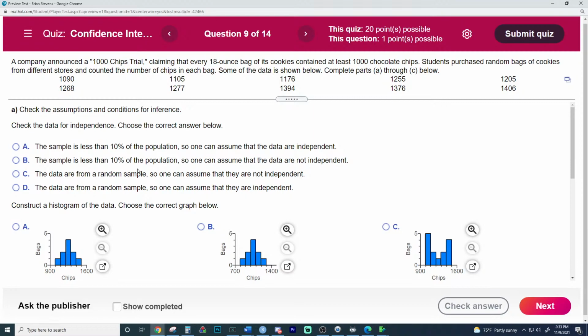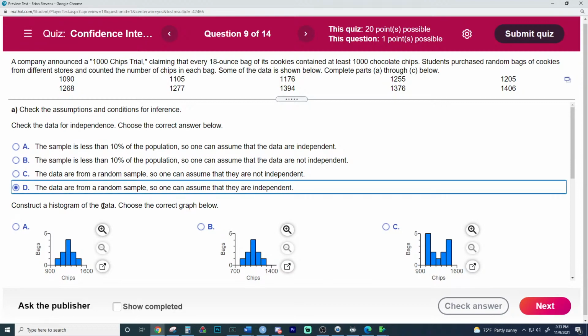The sample size is less than 10% of the population. So we took 10 bags of chocolate chip cookies. I'd say it's less than 10% of all chocolate chip bags of cookies. So this is only the independence condition, though. The data is from a random sample, so we can assume independence. It's not asking anything about the 10%. They're just trying to trick you by combining conditions together.